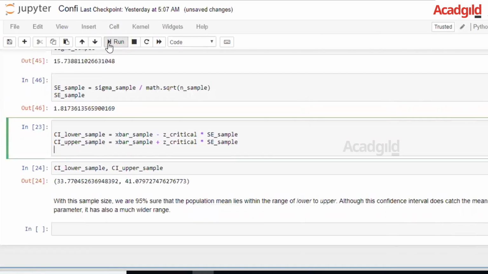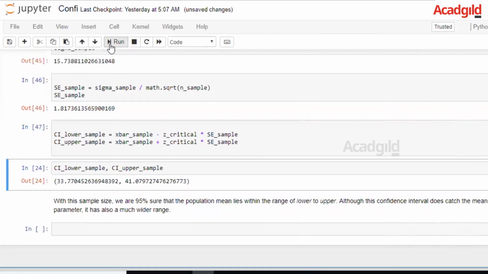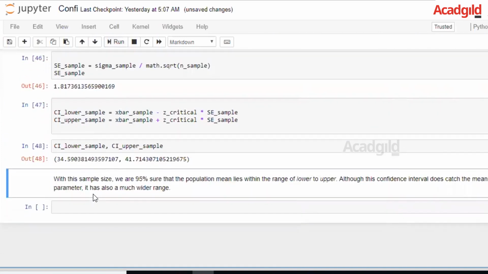Now we will find the upper and lower limit for our sample as well. With this sample size, we are 95% sure that the population mean lies in the range of the lower and upper limit. Although the confidence level does not catch the mean parameter, it also has a much wider range.